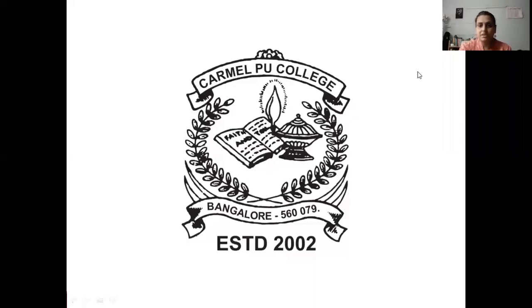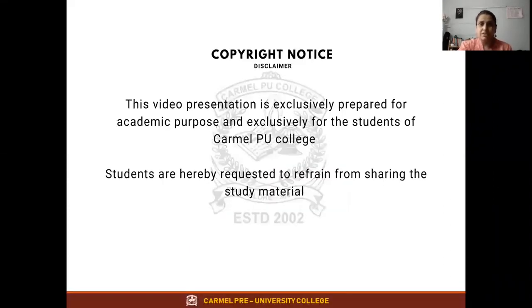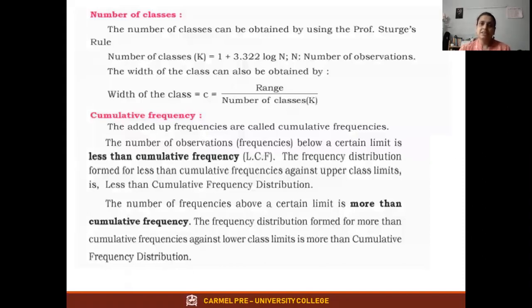Good morning, students. So last class was on different terms that we got used to, and a few questions I had given you regarding different terms, beginning with range. Range is highest value minus lowest value. Class mark or class midpoint is upper class limit plus lower class limit divided by 2. Just remember this much. Then width of the class is upper class limit minus lower class limit.